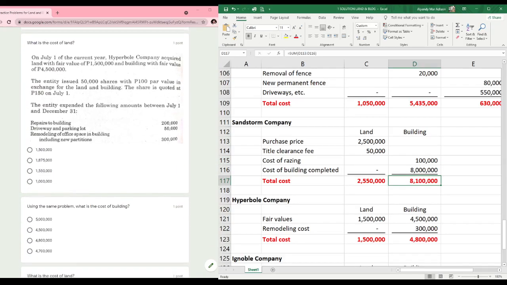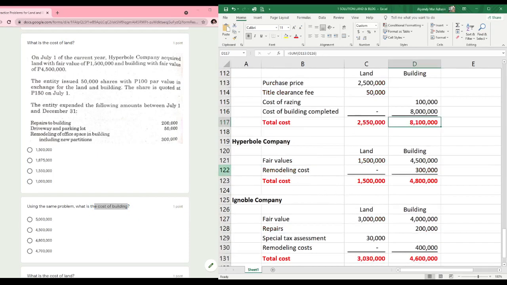We have Hyperbole Company, and the questions are, what is the cost of the land and what is the cost of the building? So, July 1 of the current year, Hyperbole Company acquired land with fair value of 1,500,000 and building with fair value of 4,500,000. So, here it is stated how much are the fair values of each land and building.